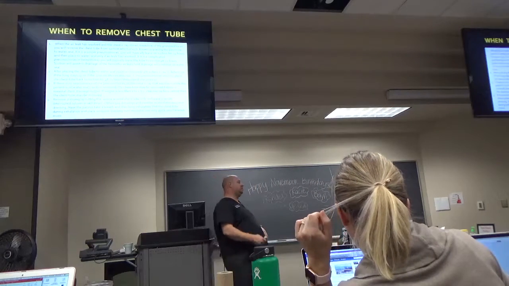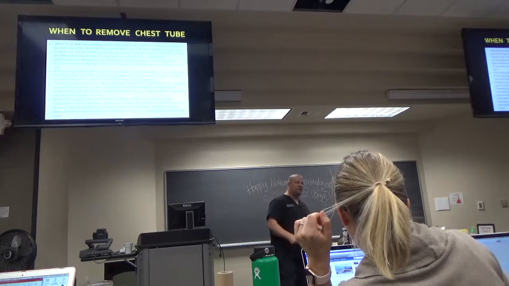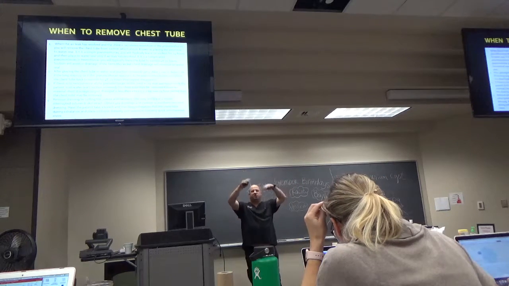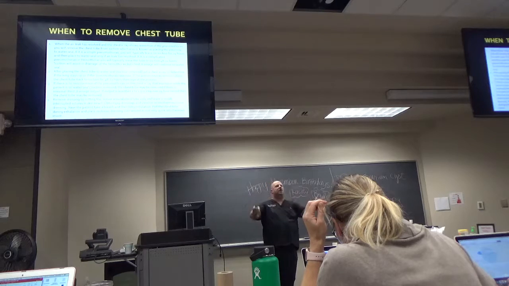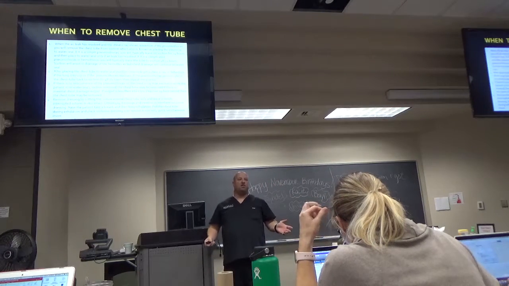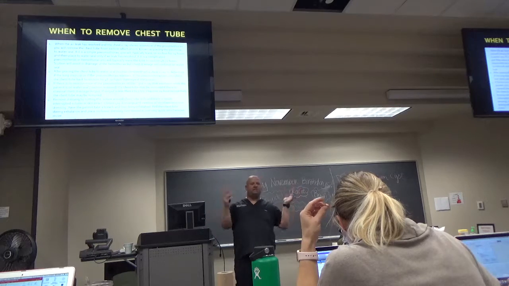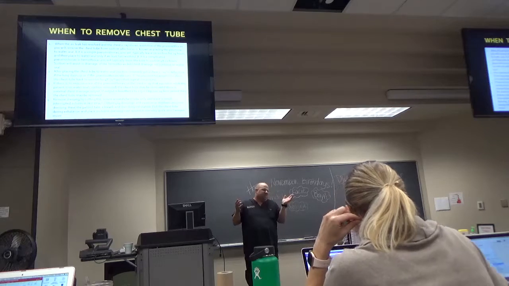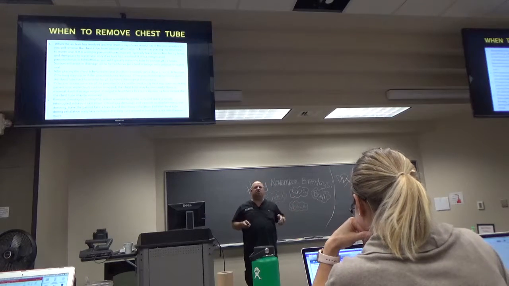Okay, so let's say they don't have an air leak. You took it off the suction, you got a chest X-ray, and the lung's up. It didn't drop again. The next thing we look at before we remove a chest tube is how much output it's had in the last 24 hours. Roughly 1 to 1.5 cc per kilogram in a 24-hour period. So for 70 to 100 kilos, it's had 100 to 120 cc's out in the day. No big deal, you can pull the tube.